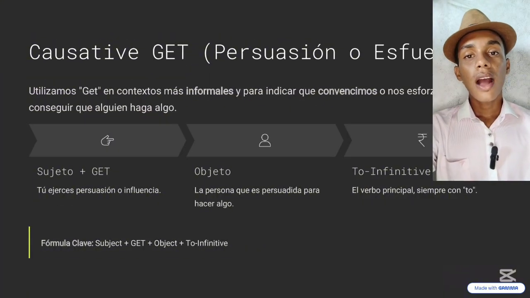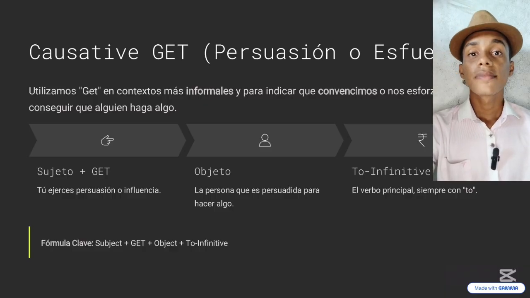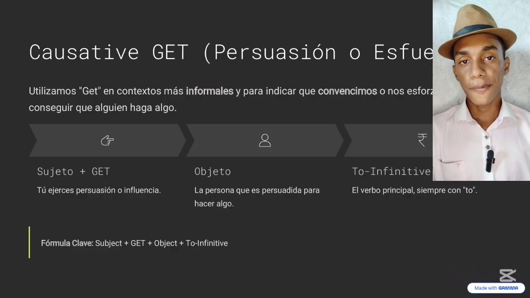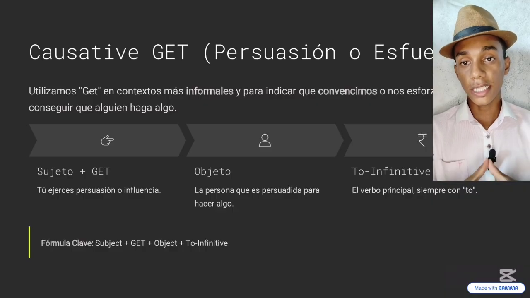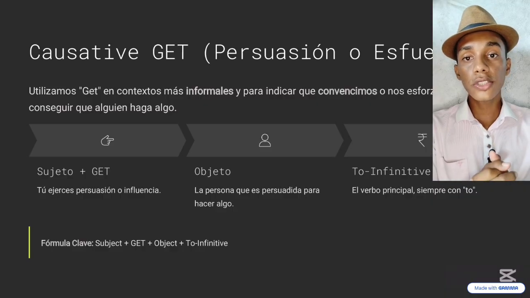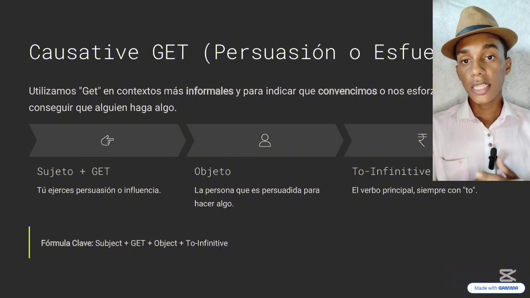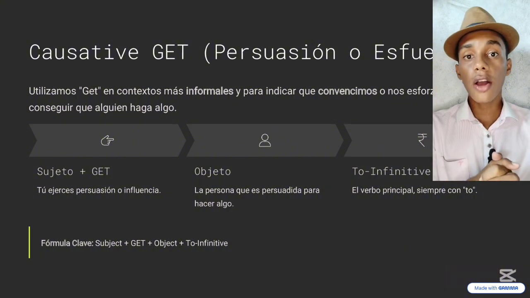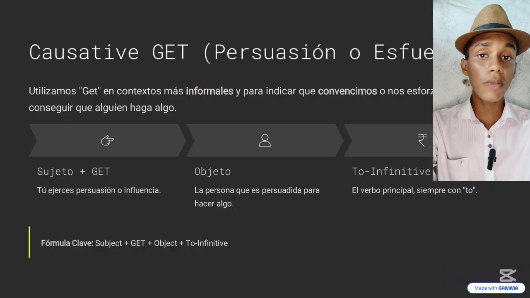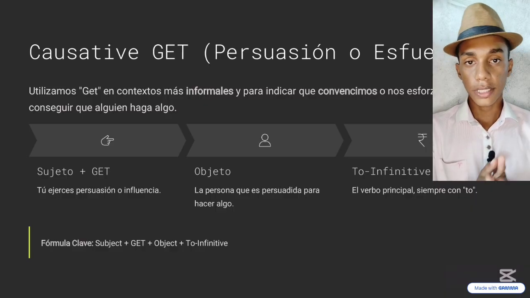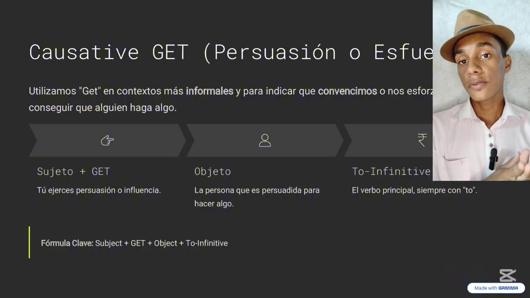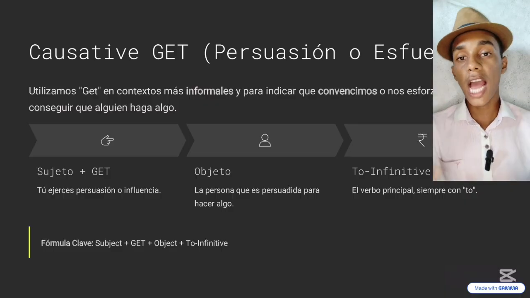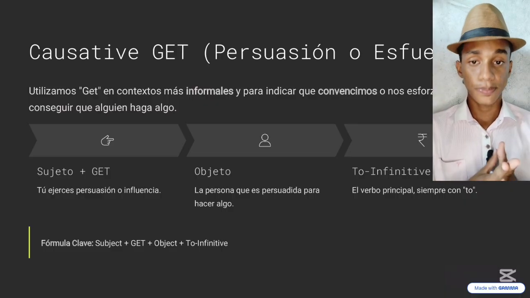Now let's look at causative get. This structure is used in more informal contexts. The significant difference is that get emphasizes the effort or persuasion involved in successfully convincing someone to do something. It suggests a bit of struggle or negotiation was necessary to make the arrangements happen. And the focus is not on the successful action, but on persuading the person.